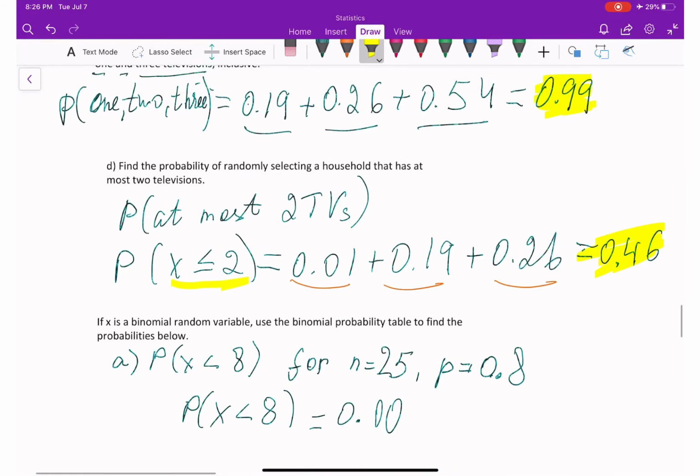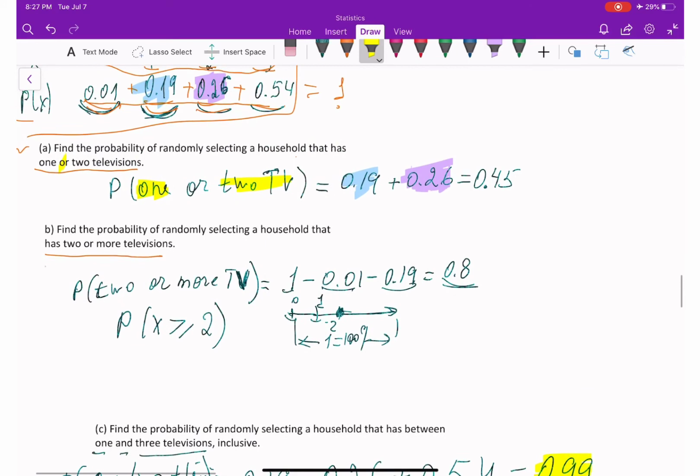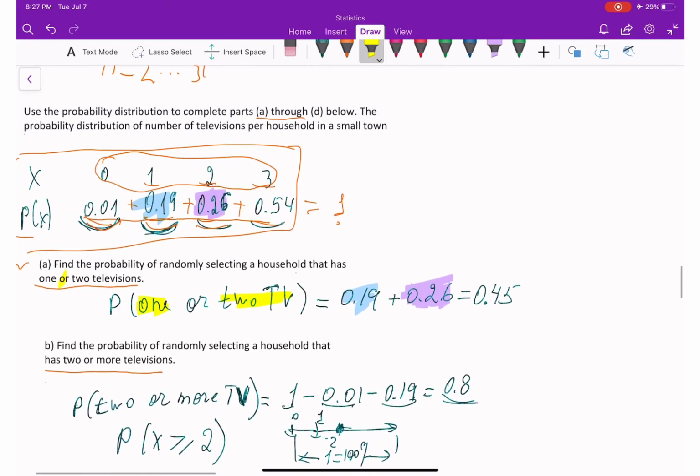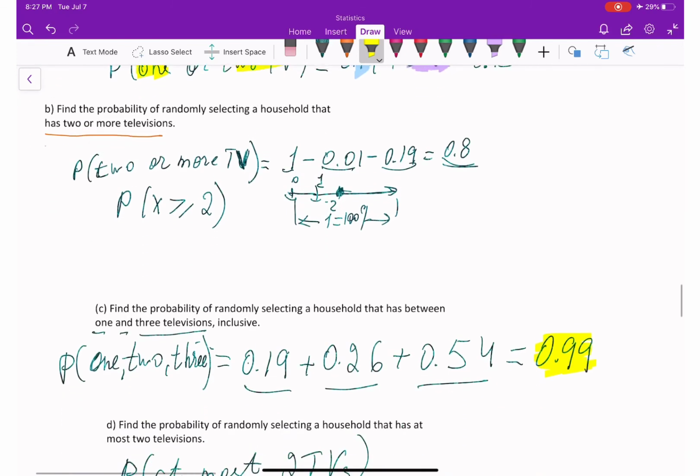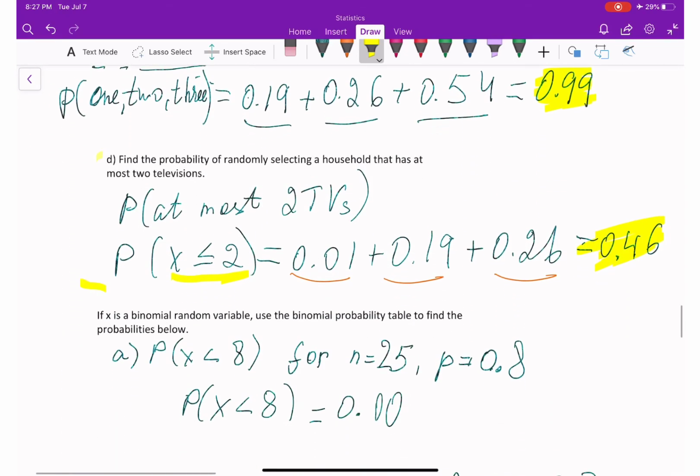Okay. I think we are done with this question. We need to solve A through D. Did we finish it? Yes, we did. Here is D. So, moving to the next question.